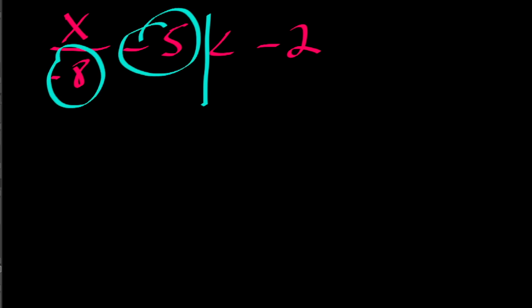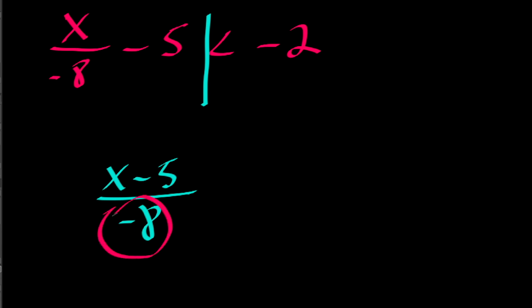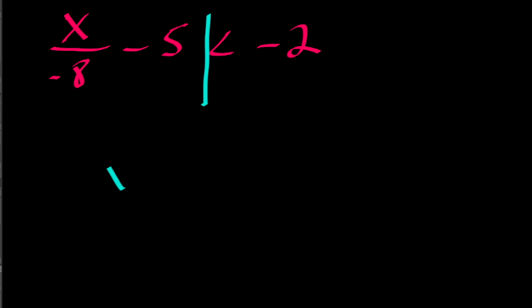-8 and -5. So which one do we want to do first? Well, the only time we ever want to get rid of this -8 first is if the -5 is also on top of this fraction with x. I'll show you what it looks like. If it said x minus 5 all over -8, then you would get rid of this -8 first. But we didn't have that. We had this -5 outside of that fraction, so that's what we're going to get rid of first.